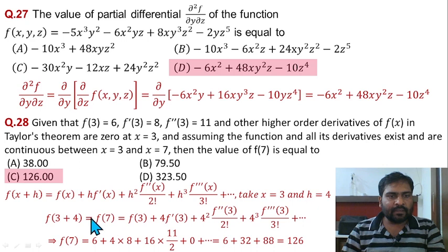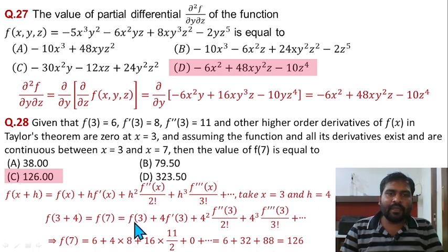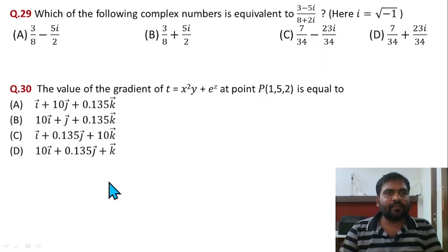Okay. Then f7 equal to f3 plus 4 f prime 3 plus 4 square f double prime 3 divided by factorial 2 plus and so on. And third order and higher order terms are going to be 0. Put the values of second order and first order derivatives at x equal to 3. Then f7 equal to this. So the answer is going to be 126. Option C is correct here.